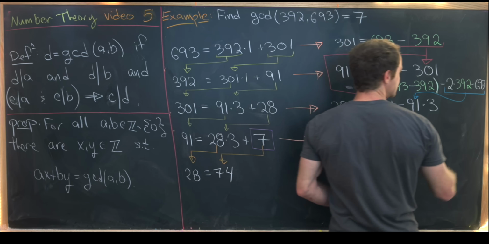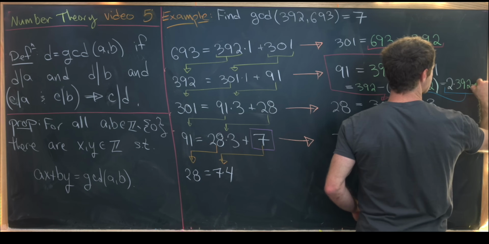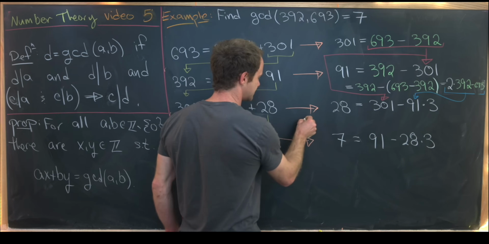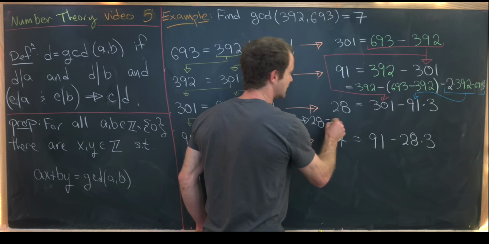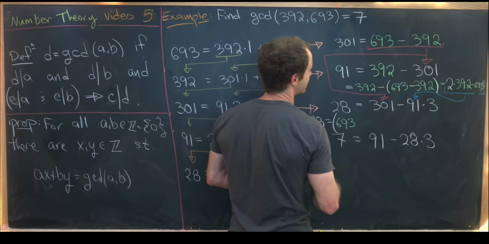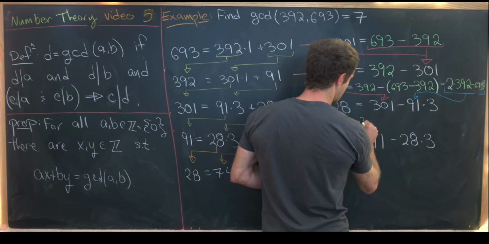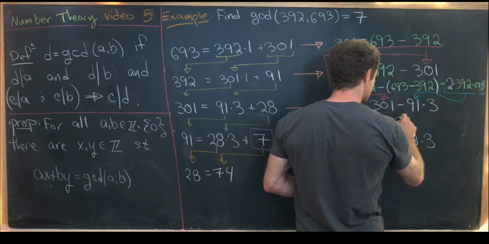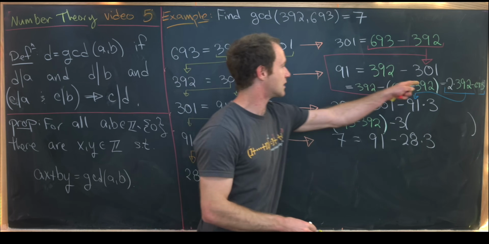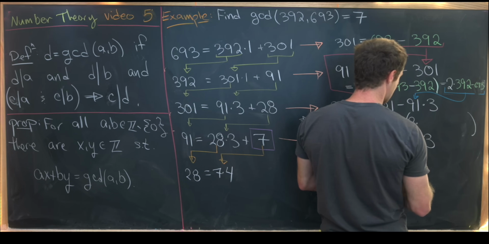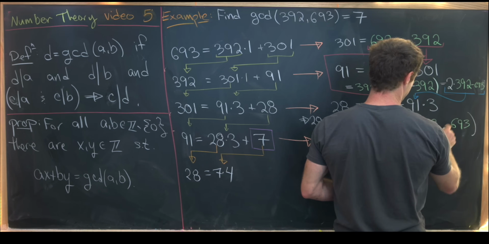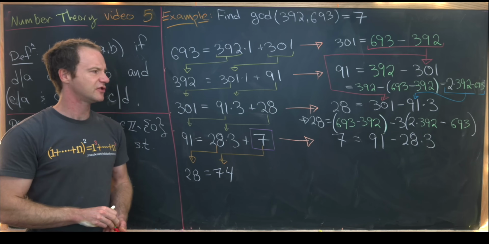And I just realized this should be in green. So I have minus 693. Okay, so let's see what that gives us. So that means we have 28 is equal to, well, that's 301. I wrote that as 693 minus 392, and then minus 3 times 91. So let's see, 91 was expressed like this. So we have 2 times 392 minus 693, like this. Now I think you can see where we're going.